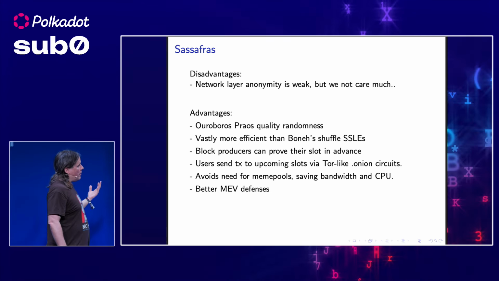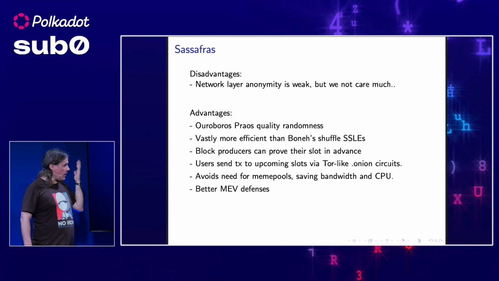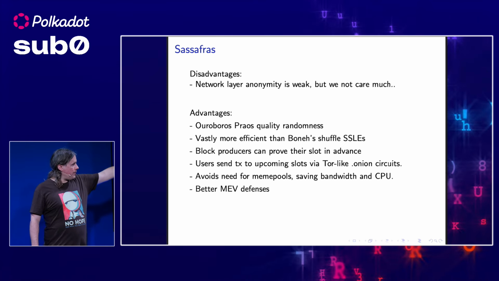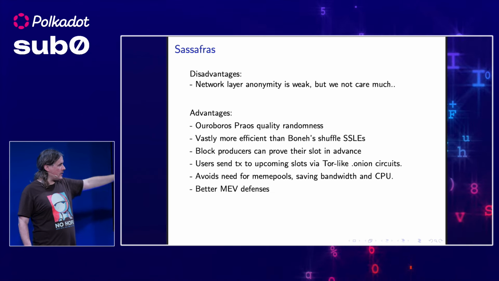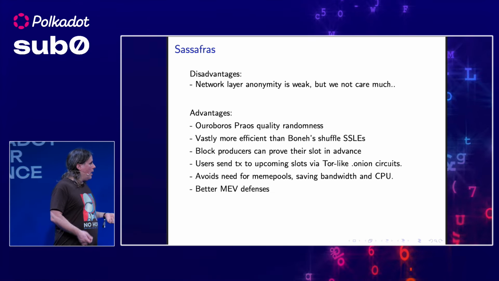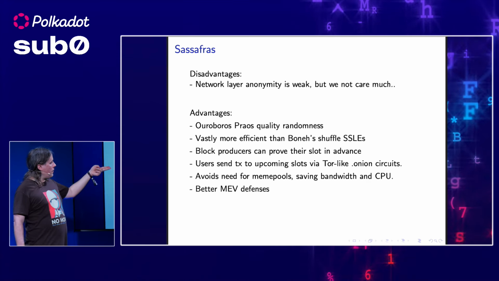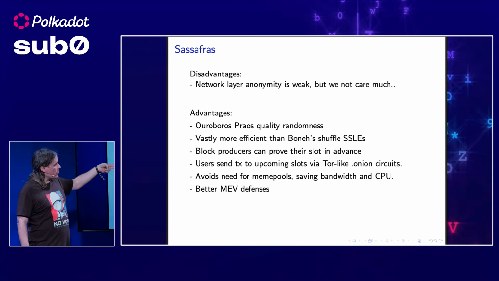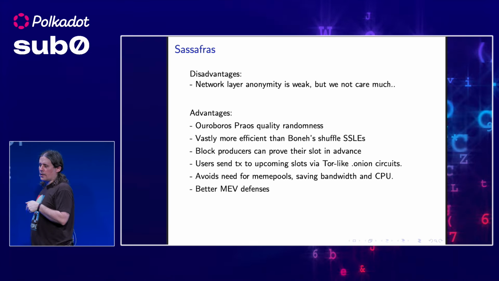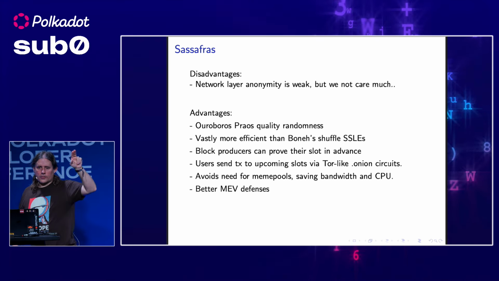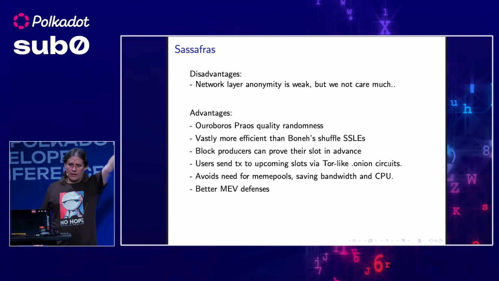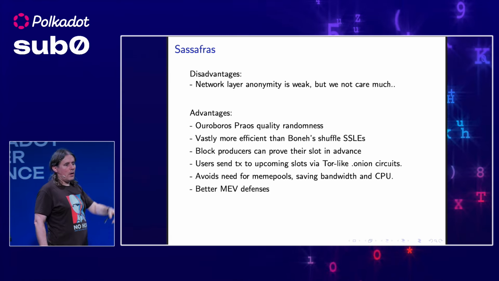So the advantages are that we get the randomness. It isn't the best randomness, but it's something. We can prove things about it. It's vastly more efficient than the shuffle SSLEs, or more secure once you've weakened them. And one of the very nice things from our perspective is that block producers can prove their slot in advance, which means that they can do things like open a connection to collators and prove that they're going to be the guy in 12 seconds or whatever.